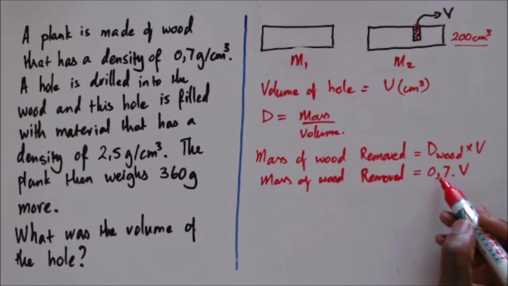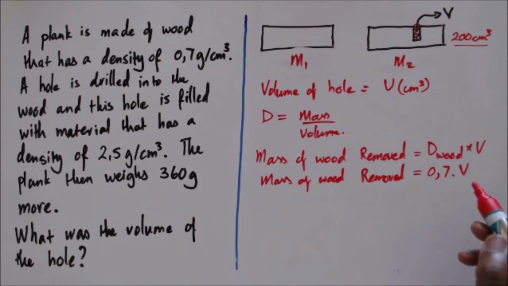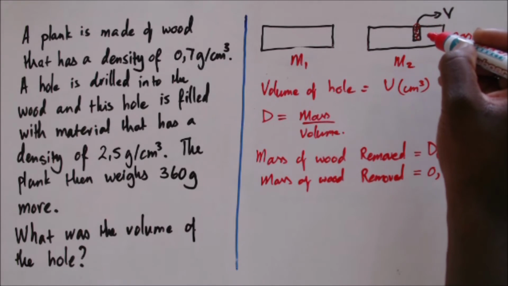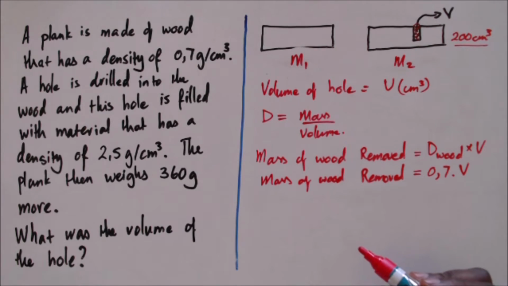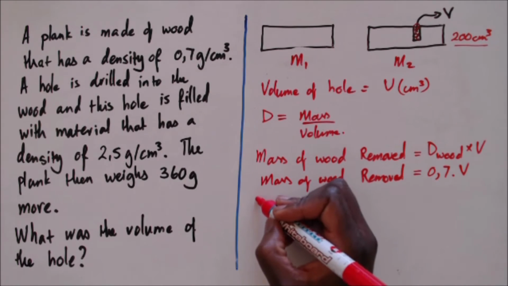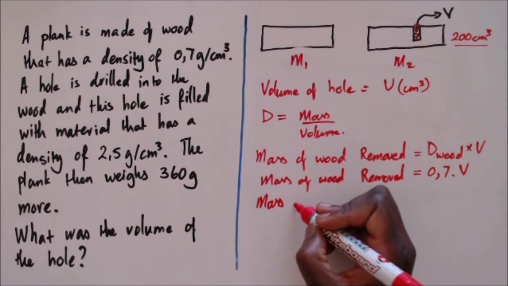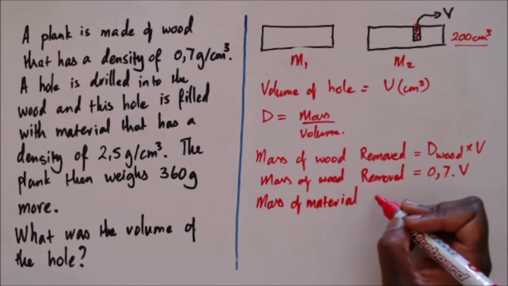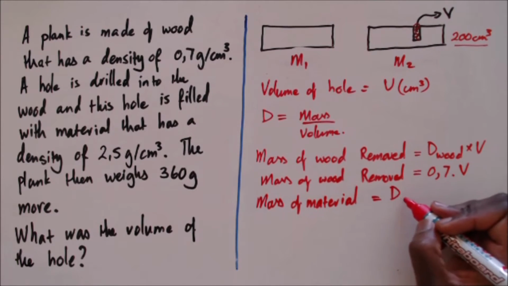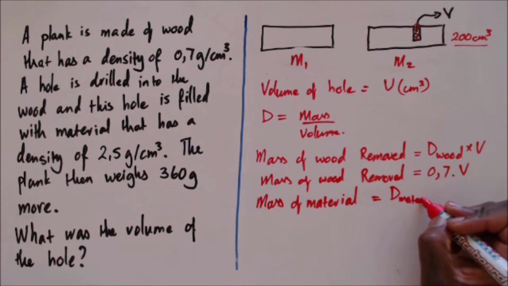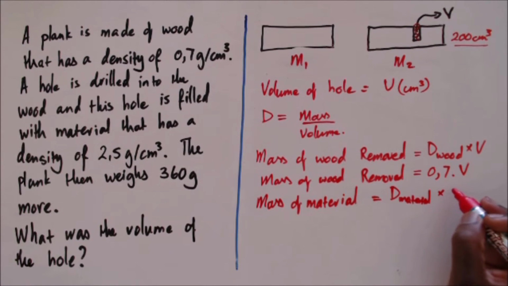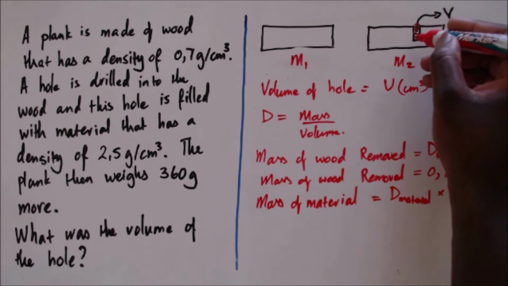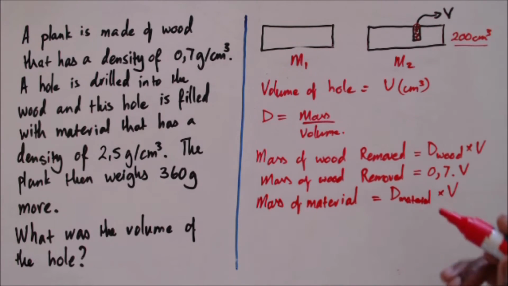Okay, so 0.7 multiplied by V grams of wood is removed to make that hole. Right. Now, what we can do next is we can say the mass of the material added is equal to the density of the material multiplied by that volume, and that volume still is V, because the same volume of wood that was removed is the volume of material that's added.